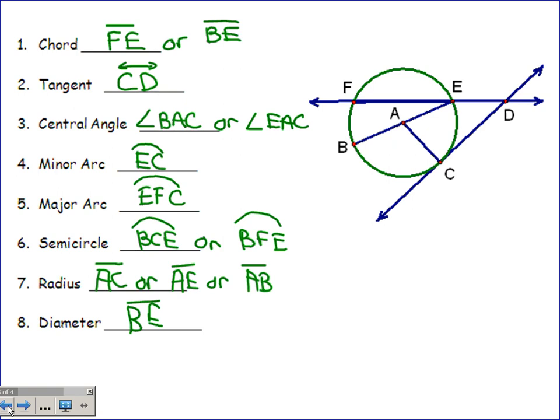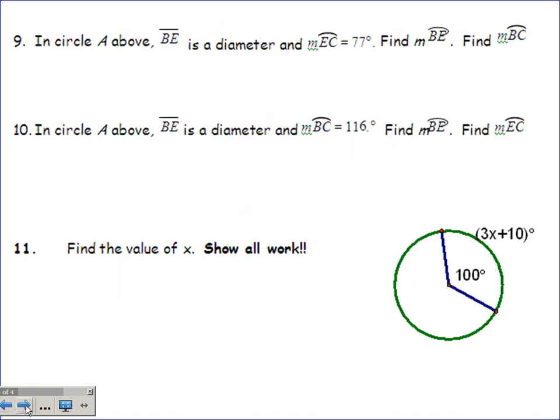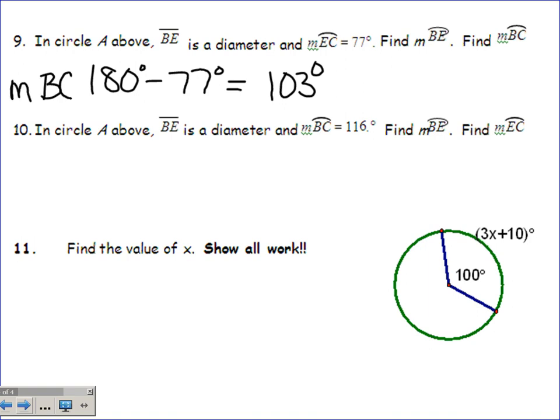Okay, so it says the measure of EC, that's this thing right here. This is 77. Find the measure of BC. So if this is 77, how do I figure out how much this is? Yeah, since this whole thing is a semicircle, this is 180 degrees minus 77 degrees. So that should be 103 degrees. So that's the measure of arc BC.